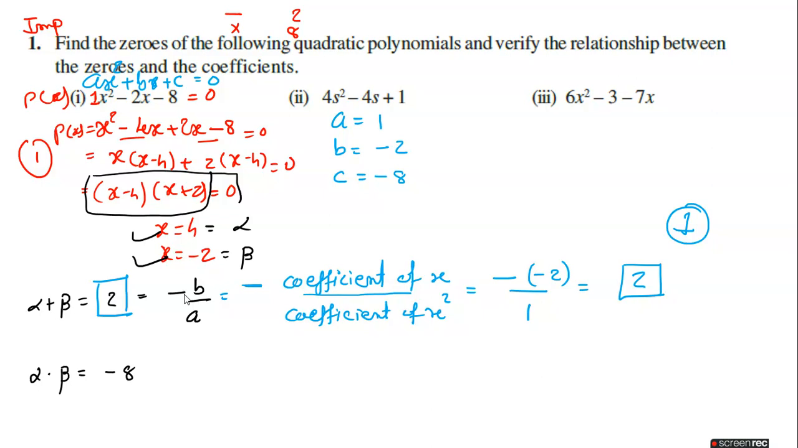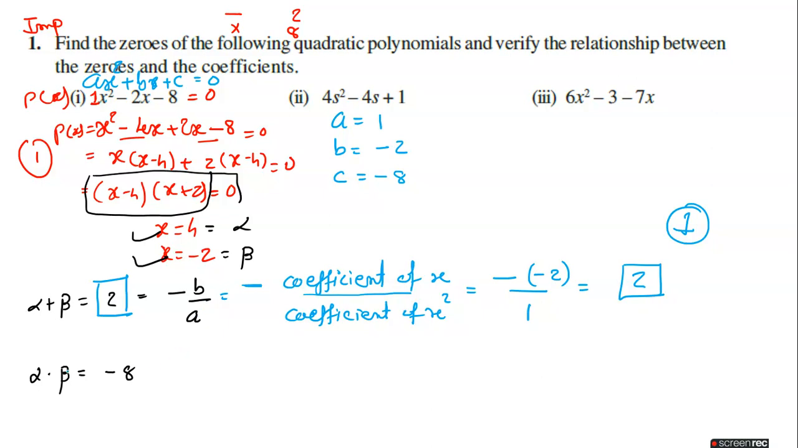See here, this 2 is not the value of alpha, neither alpha nor beta. This is the sum of both. This is not particular. Listen, this is the sum of both.